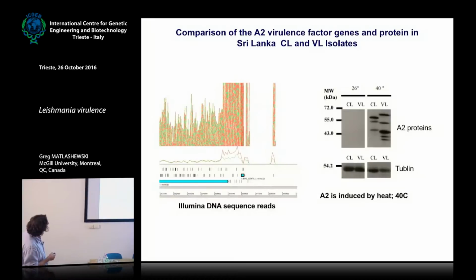When we sequenced across the A2 region of the genome, here the red is the visceral parasite, green is the cutaneous parasite. In the visceral parasite, we always had more A2 sequences than in the cutaneous parasite. So there seemed to be more genes present within the A2 in the visceral parasite. And then when we did the Western blot, we saw the visceral parasite had at least 5 genes here, and they seem to be expressed at higher levels. The cutaneous parasite had much lower levels of A2. So maybe it's going in the same direction as L. major. We're starting to lose those A2 genes because it's a cutaneous parasite.